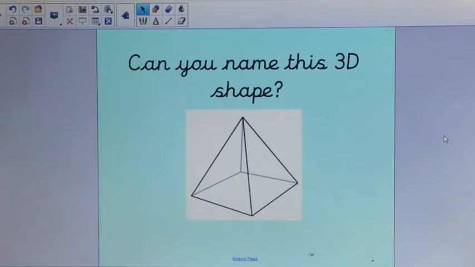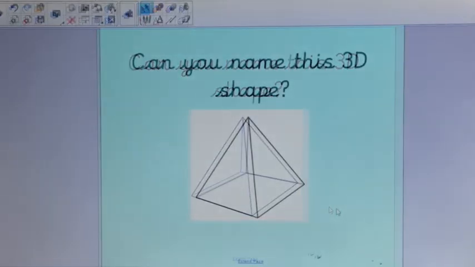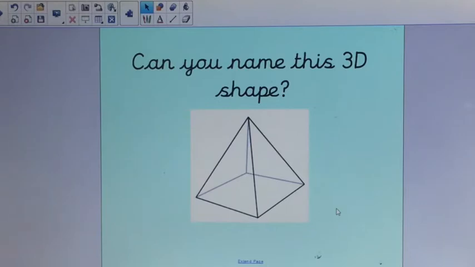Okay, our final one is a bit trickier. It's see-through for a reason so that you can see the bottom of it. That might give you a clue as to what it's called. So tell your grown up now what you think the name of this 3D shape is. Okay, well done if you identified that it is a square-based pyramid. And the big clue with this one was the base of it, the bottom of it, because it is a square shape. So we know that it's a square-based pyramid.